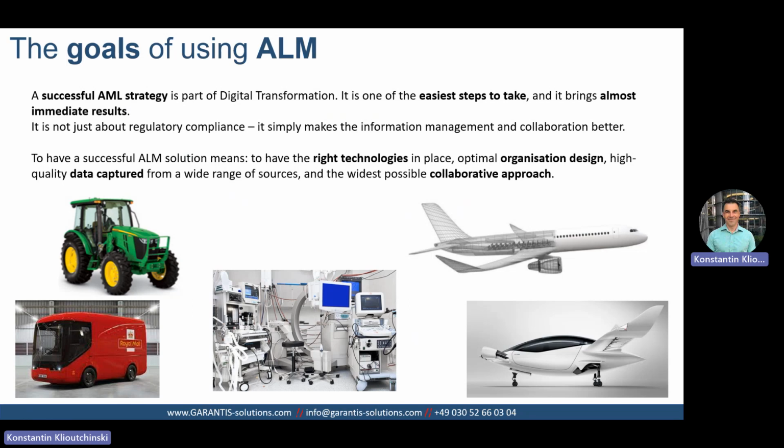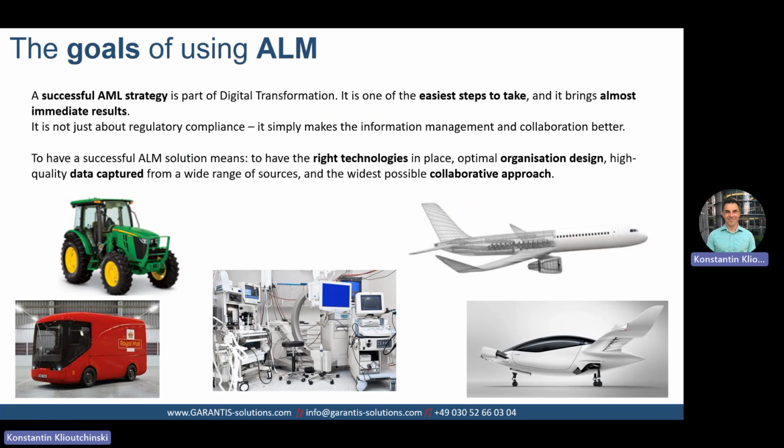So the goal of using ALM is to go through digitalization. A successful ALM strategy is part of digital transformation, and it is one of the easiest steps to take, and it brings almost immediate results. For example, if you take Teamcenter, you need a lot of resources to install, to configure the system, customizations, and also to upgrade. It's difficult, or say more difficult than Polarion.